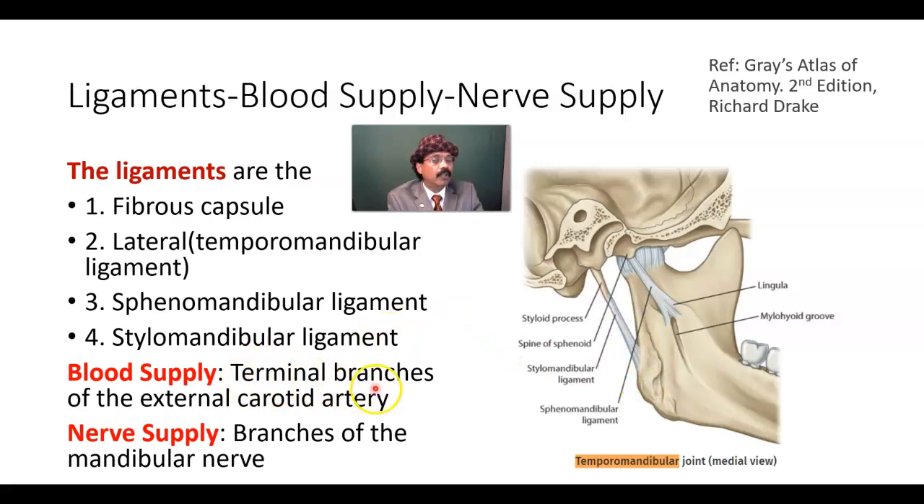Blood supply is from the terminal branches of the external carotid artery. What are the terminal branches of the external carotid artery? The superficial temporal artery and the maxillary artery. Nerve supply is from branches of the mandibular nerve, like what? Like the auriculotemporal nerve, the masseteric nerve, and the deep temporal nerve. So we have the blood supply and nerve supply.